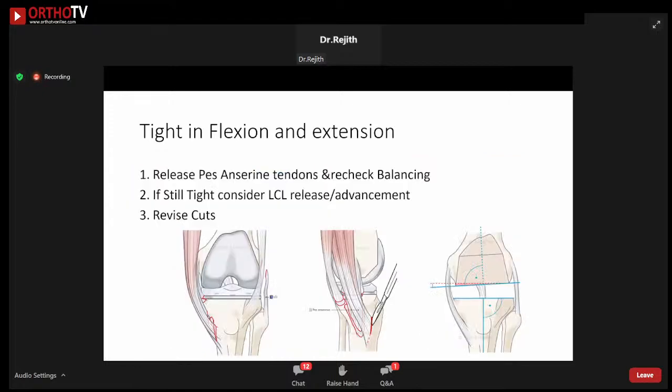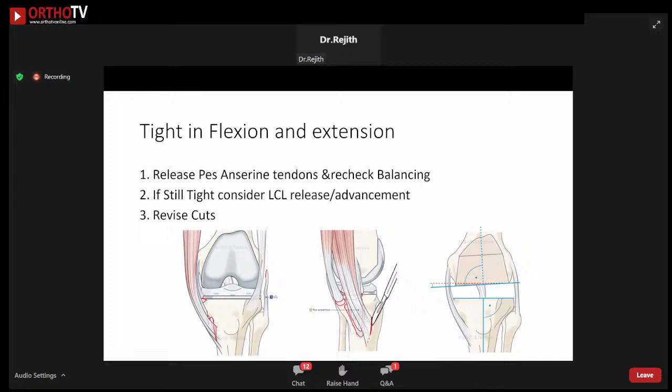Now, in spite of all this, you still have issues with flexion and extension. Then you go to the next step. You may have to release the pes anserinus. The pes anserinus consists of the semitendinosus and gracilis, and we may have to release it. And when you release that, sometimes this inadvertently causes a big gap, and you may have to increase the size of the poly, or sometimes you may have to release or advance the LCL on the lateral side.